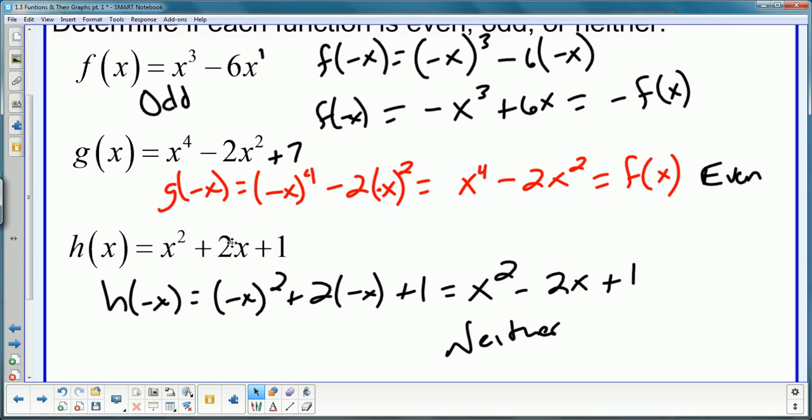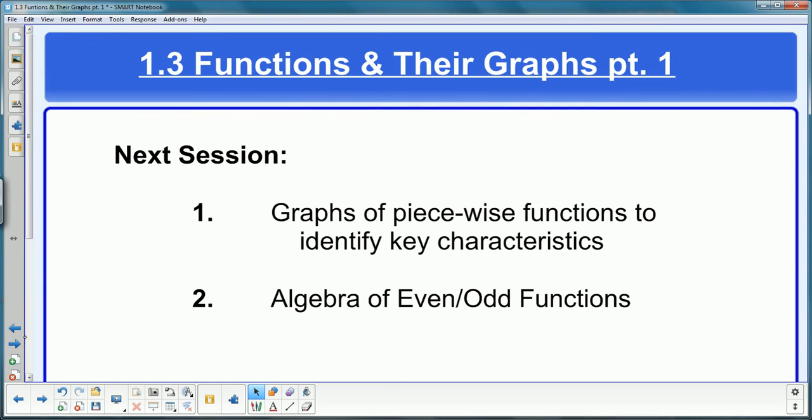And then neither is going to have a mixture of both. Okay, so odd functions, only odd exponents. Even functions, even exponents, or they could have constants. And neither when you have a mixture of the two. Okay, so that's it for today's lesson.